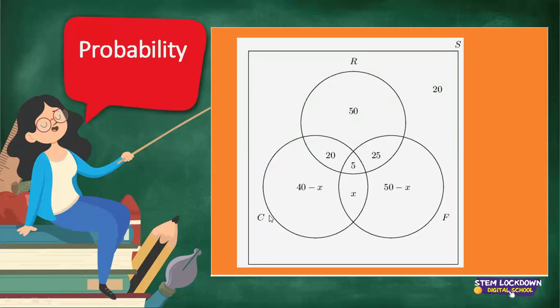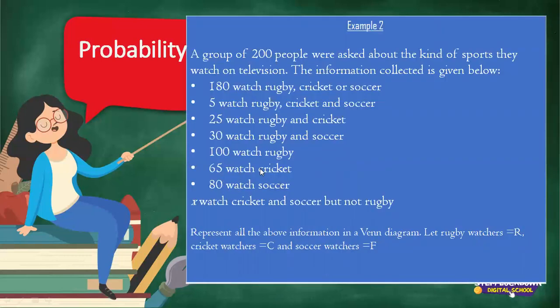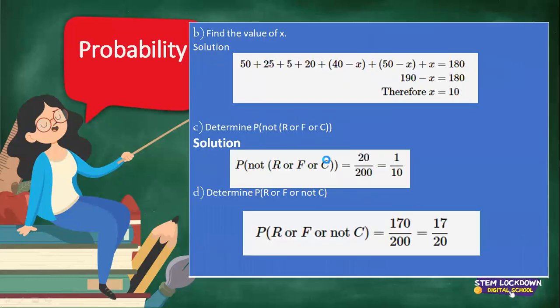so that I can find those who watch only cricket. To get those who watch only cricket, you add together those who watch cricket and soccer, cricket and rugby, and all three. So 20 plus 5 is 25, 25 plus 25 is 50. The whole of rugby watchers is 100, so 100 minus 50. Let's see how this works out.